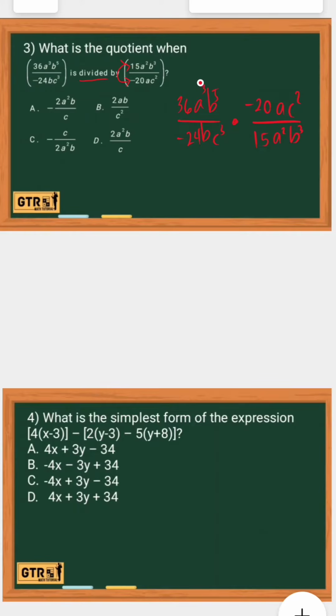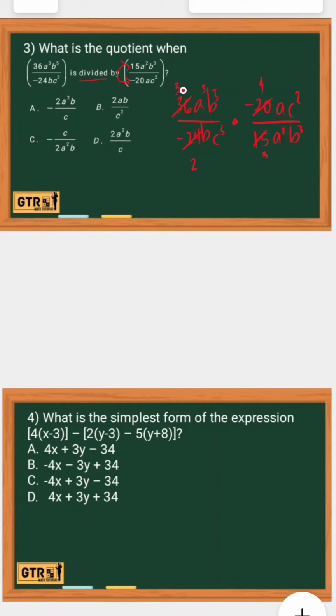So first, let's simplify the numbers. So we can reduce to lowest term. 20 and 15, we can divide both by 5. So this will become 4 and 15 will become 3. Then 36 and 24, we can divide that by 12. 36 divided by 12, so that is 3. Negative 24 divided by 12 is 2.